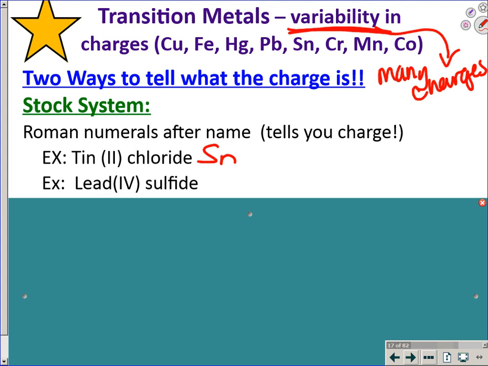So tin symbol is Sn. So since it's a transition metal, we don't know the charge of it for sure. So I have to indicate that to you. The Roman numeral is always behind the symbol or behind the name, so it's referring to the charge of tin. So now you know, don't have to look at the periodic table. Tin's charge is what? 2, and that's going to be 2 plus because remember cations come first.